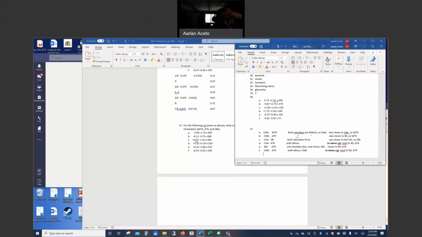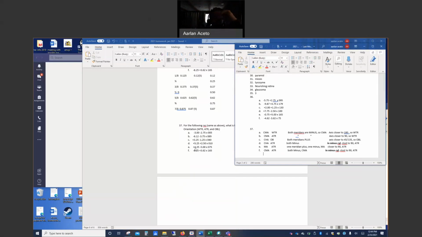Plus 3.25 and a plus 2 in the other, because again, you add them algebraically. So I have a 3.25 in one meridian, a plus 2 in the other. They're both plus, compound hyperopic. Plus 5.25 in one meridian, a plus 7.75 in the other meridian. If you put it on a lens cross or transpose it, both are plus, compound hyperopic.